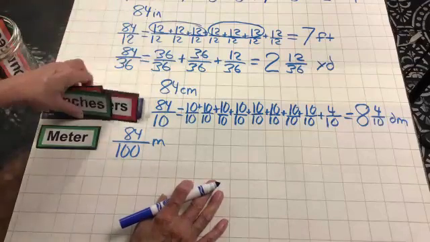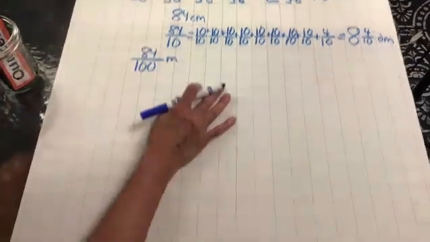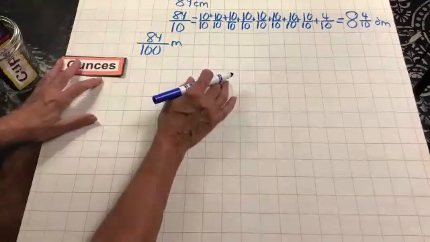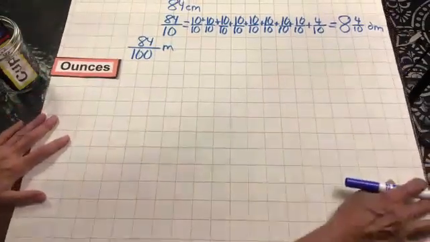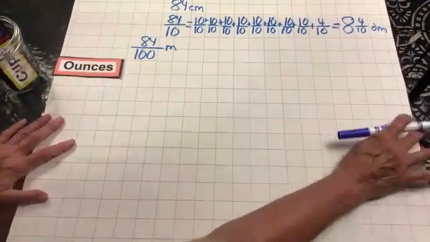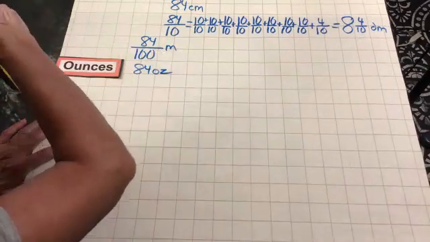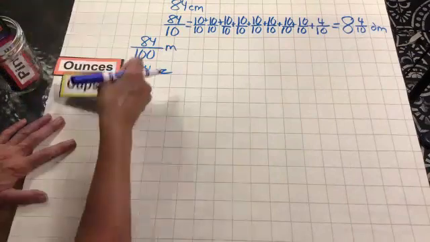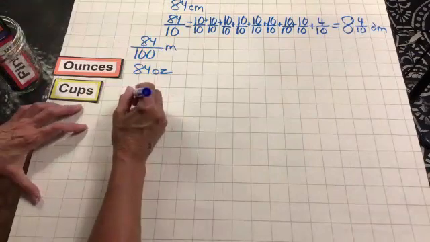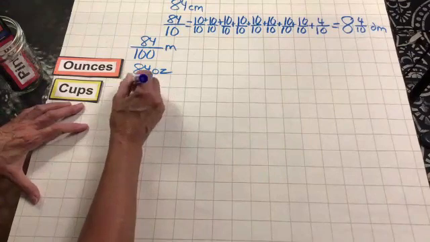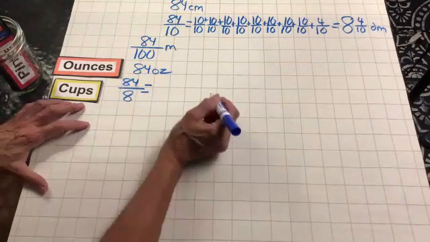Let's move on to our liquid measurement. You're doing great. Hopefully you're just checking them all off. This is our time for you to check your work and follow along with me. So we have 84 ounces. That's our standard form. We're going to change that into cups. It takes 8 ounces to make a cup. We have 84.